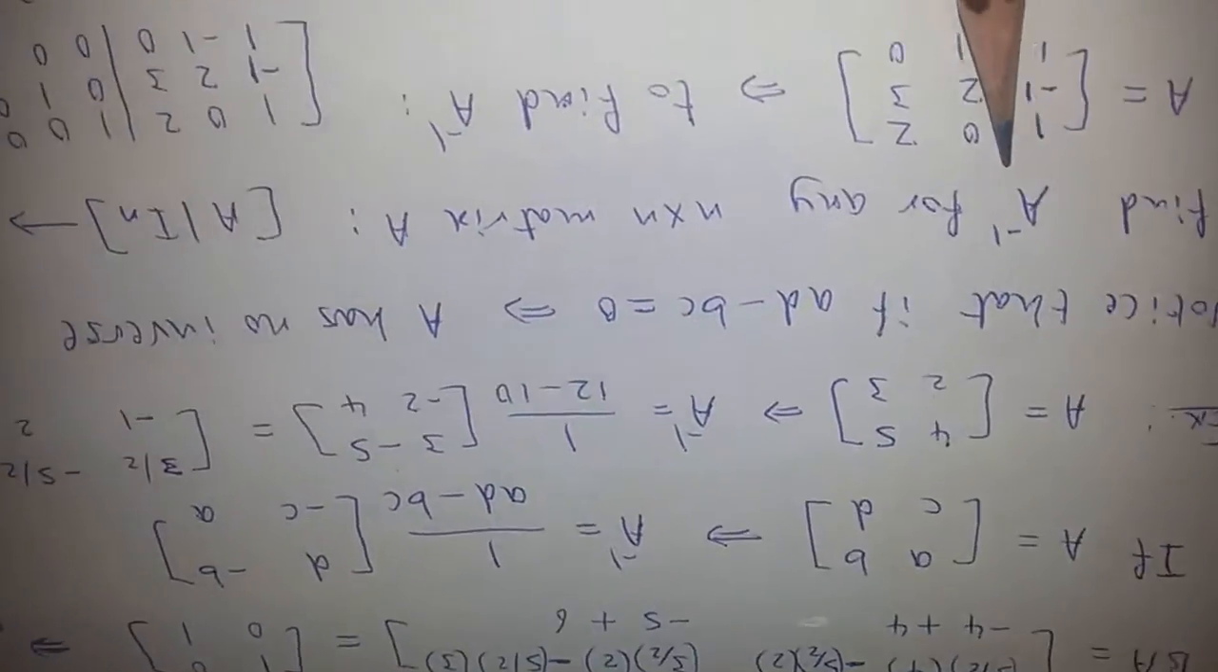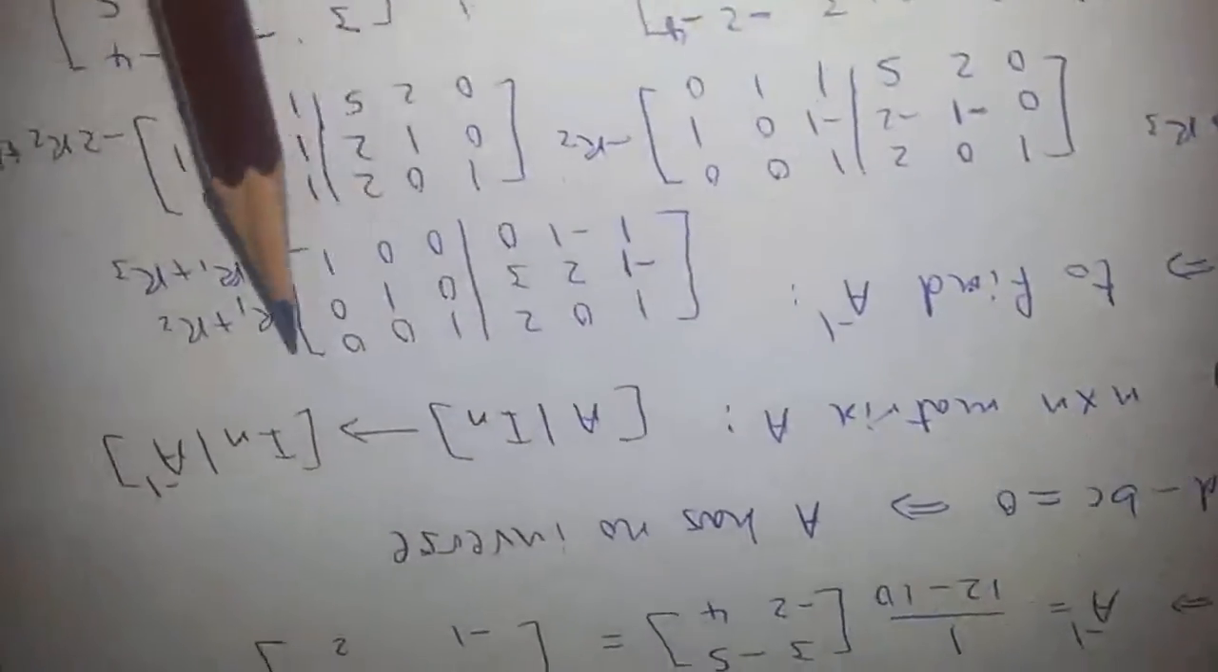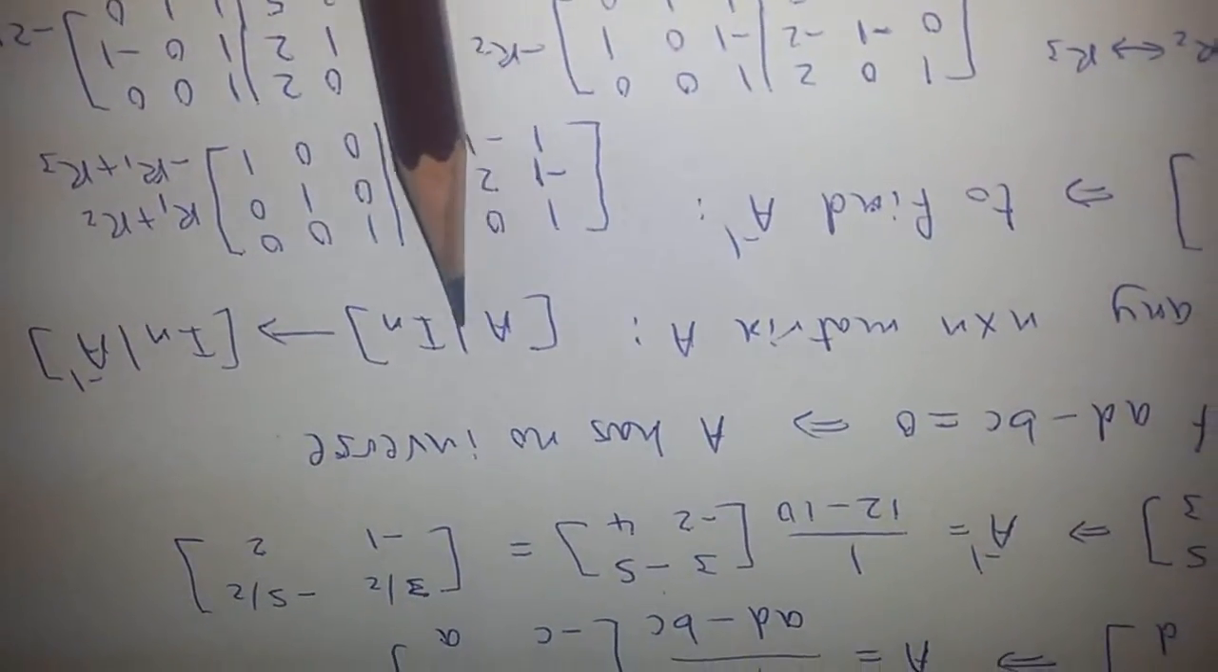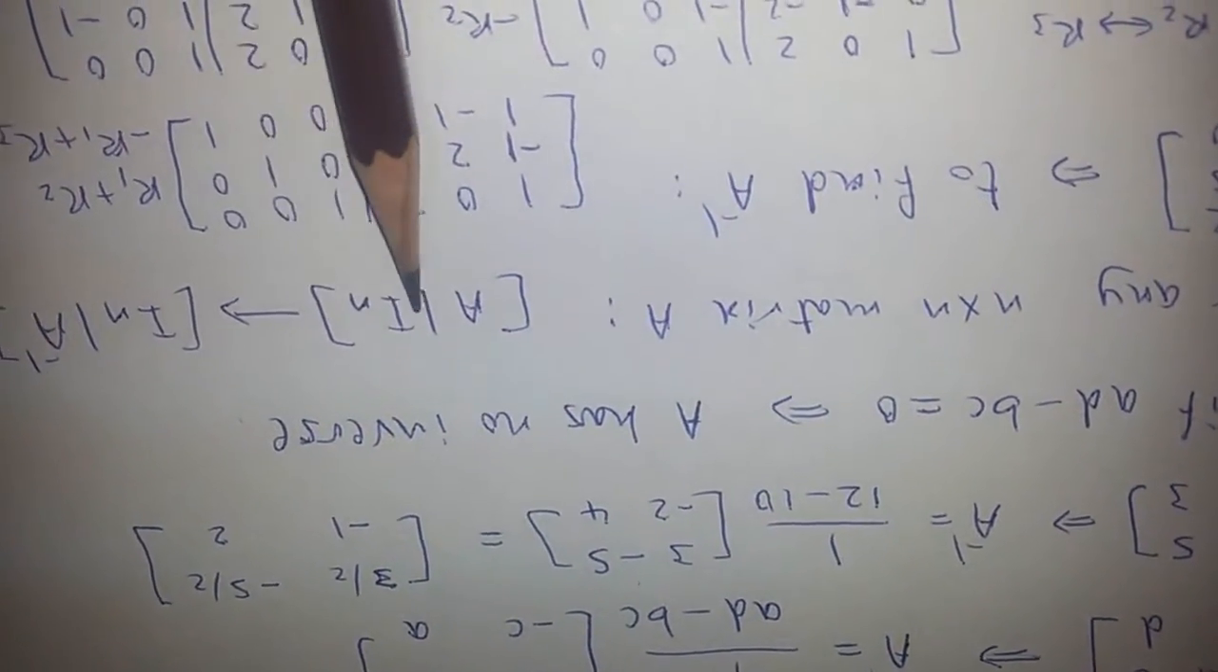Now, how to find A inverse in general for any n by n matrix? Well, we write A like this, and we write a vertical bar, and then we put the identity matrix here.